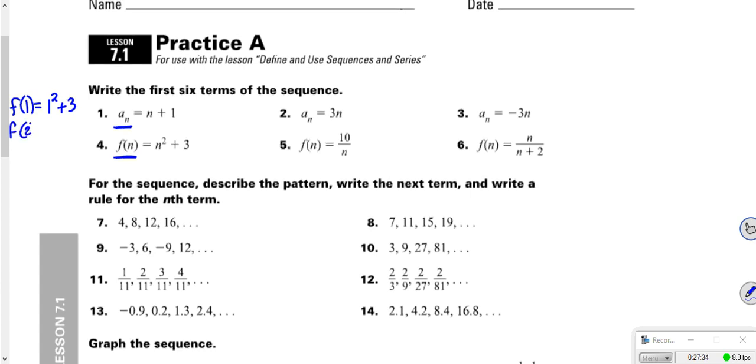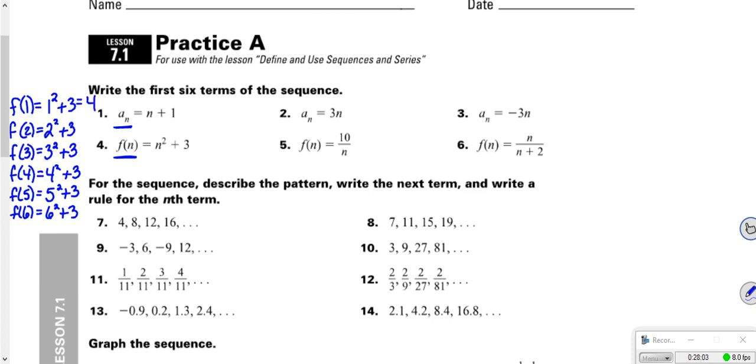F of 2 equals 2 squared plus 3. F of 3 equals 3 squared plus 3. F of 4 equals 4 squared plus 3. F of 5 is 5 squared plus 3. And f of 6 is, of course, 6 squared plus 3. Okay? You can poke all those in calculators or whatever.